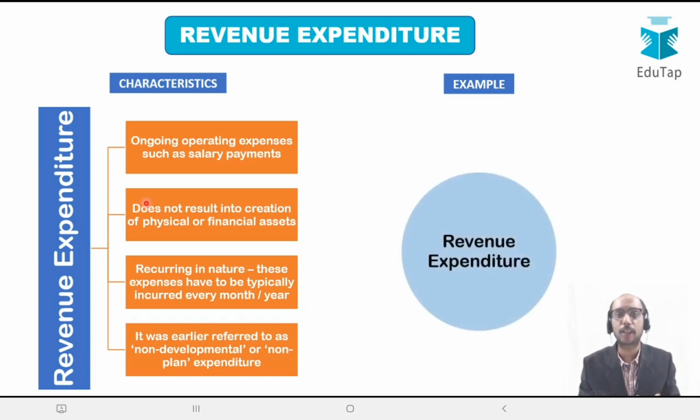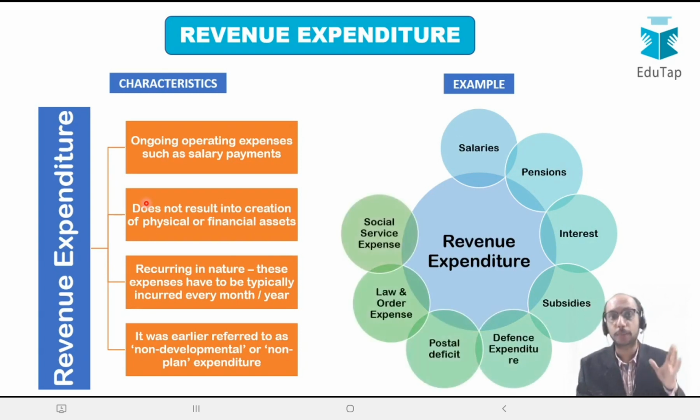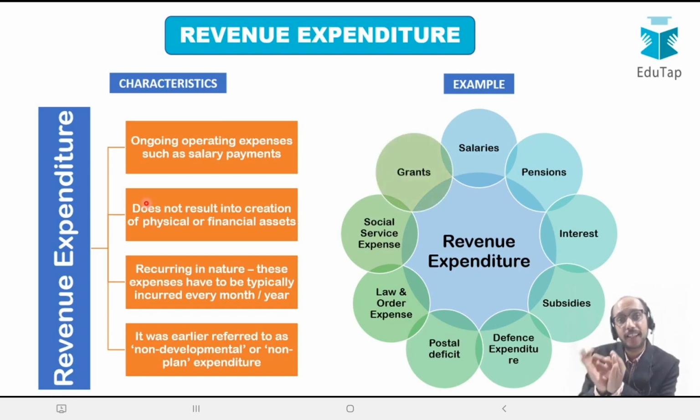Let us look at some very clear-cut examples of revenue expenditure: salaries, pensions, interest payment, subsidy payment, defense expenditure, postal deficit, law and order expense, social service expenses, grants. These are all examples of revenue expenditure, and I can link each and every example back to the characteristic and prove it to you that they are revenue expenditure. Salaries, pensions, these are operating expenses. They have to be paid out every month because these are commitments.